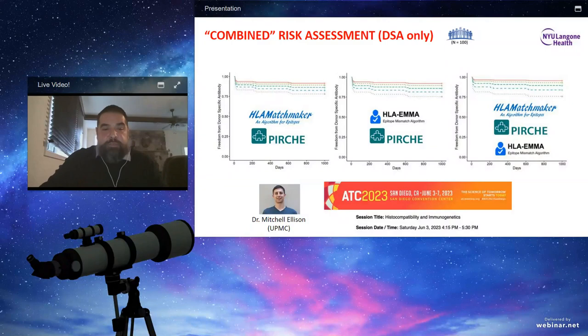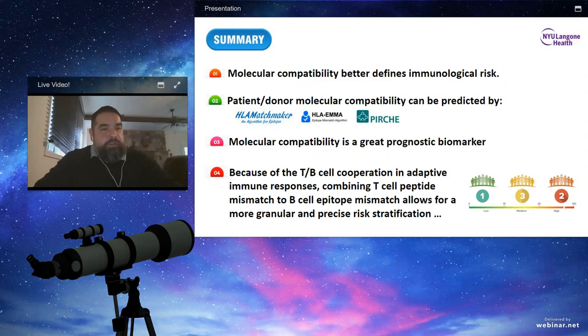And all right, to summarize, there are a lot of obvious statements in my summary. Molecular compatibility is definitely a better way to assess the immunological risk of a patient and a donor. And yes, there are a lot of things that we need to learn. There are a lot of things that we don't know. All the data that we have generated so far, and that is available in the literature, clearly indicates that when we need to assess patient and donor risk, ABDR antigen mismatch is absolutely not meeting the spot, and it's not giving us sufficient information.